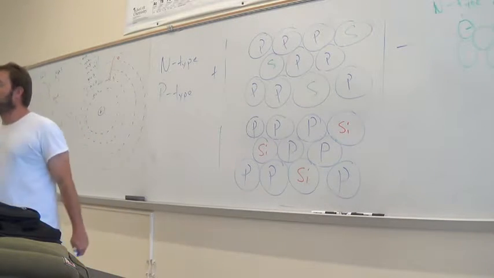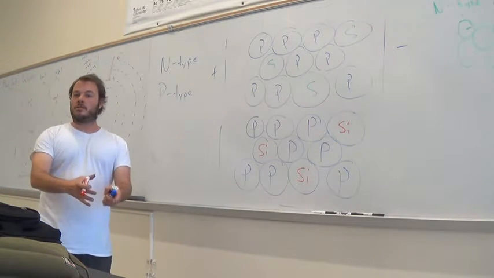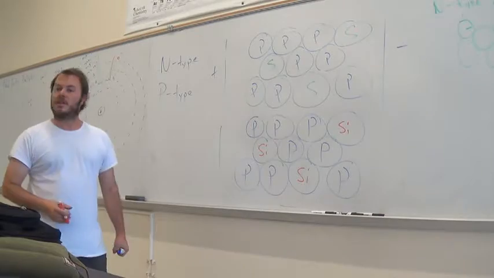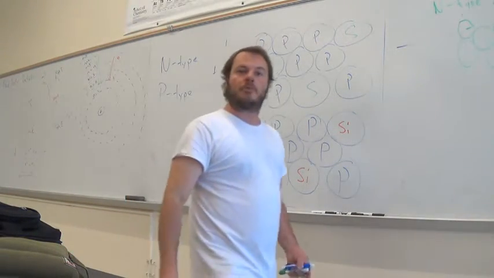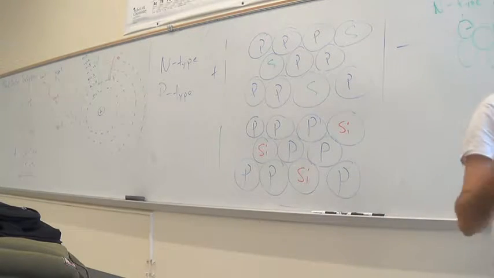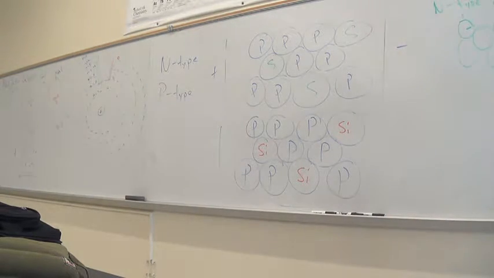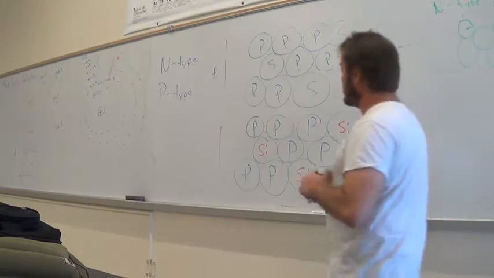What that creates is low energy orbitals available for electrons. These little holes, as they're referred to, represent available energy orbitals that electrons can enter into. Low energy available orbitals.